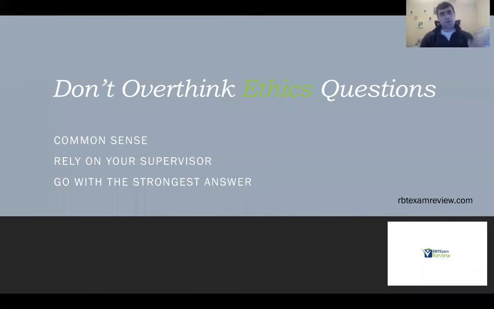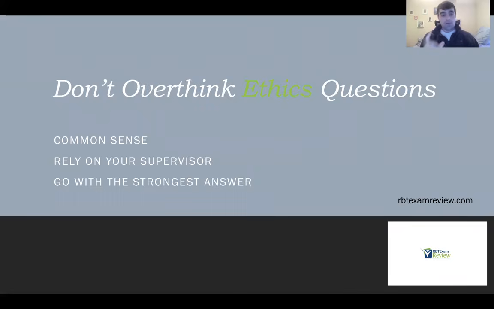Last one, don't overthink ethics. People get terrified about ethics questions. How do I answer them? What do I do? They're so vague, they're so broad. Use common sense. First things first, use common sense. Second thing, rely on your supervisor. They're going to ask you many, many questions. Well, maybe not many, but they'll ask you questions about what you should do in this situation. When in doubt, go to your supervisor.